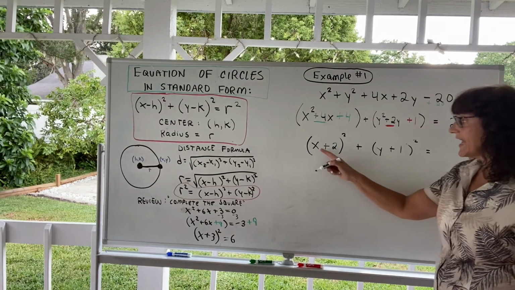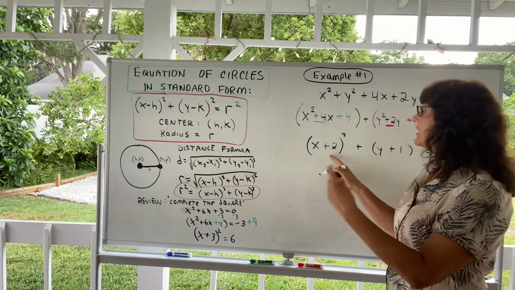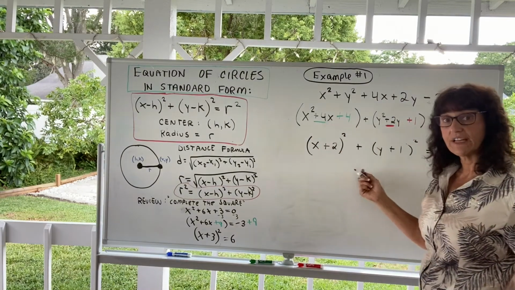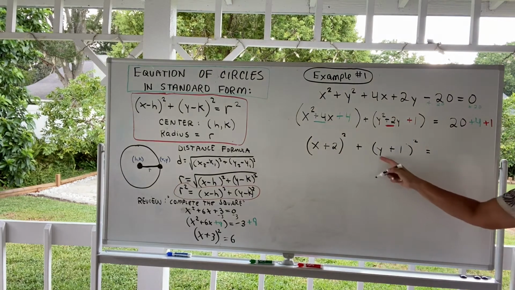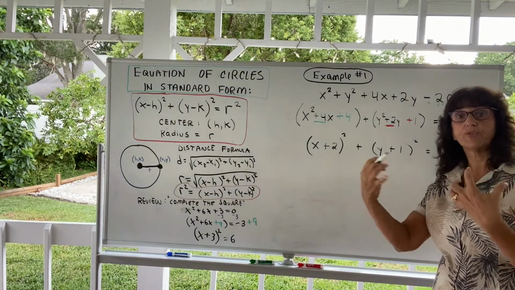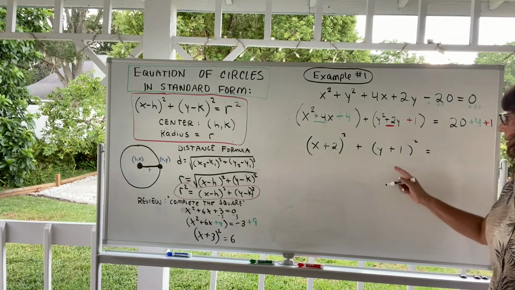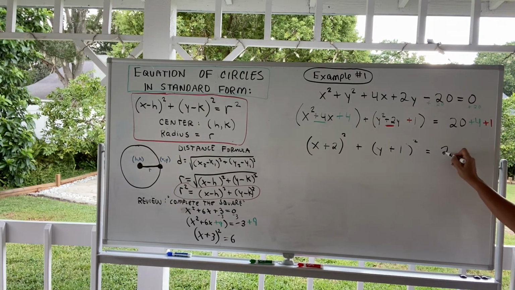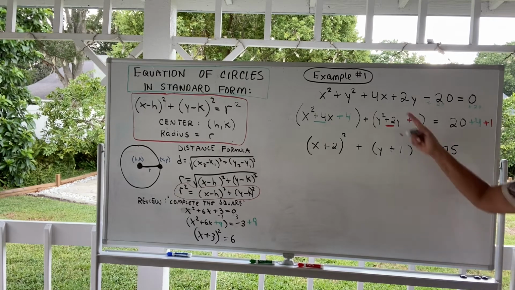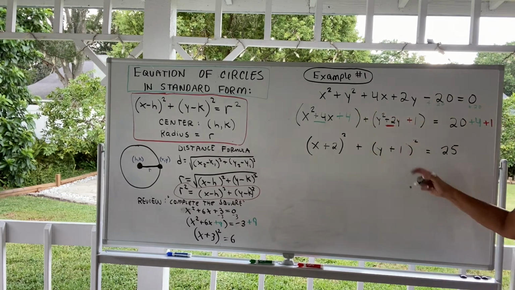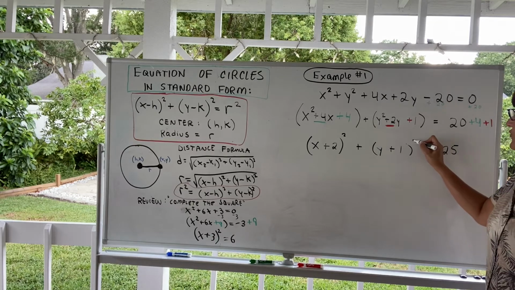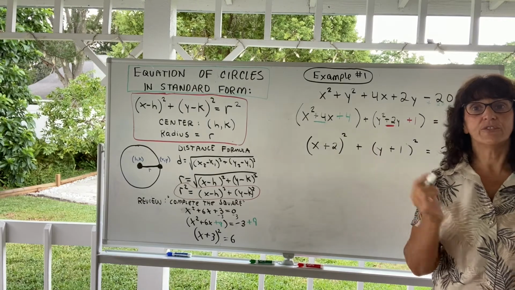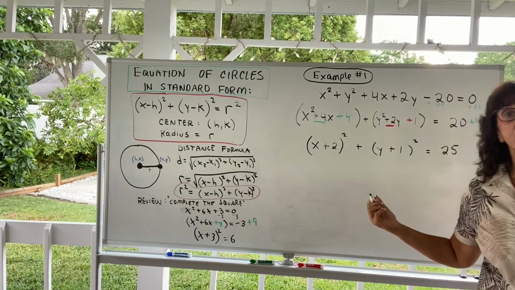If you take x plus 2 times x plus 2 and multiply it out, distributing, you're going to get x squared plus 4x plus 4. Same thing here. If you take y plus 1 and multiply the two factors together using the distributive property, you get the same kind of result. And 20 plus 4 plus 1, so this is 25. So we are writing the equation from expanded form to standard form. Now notice we got the equation using the factor by grouping concept, in two steps.